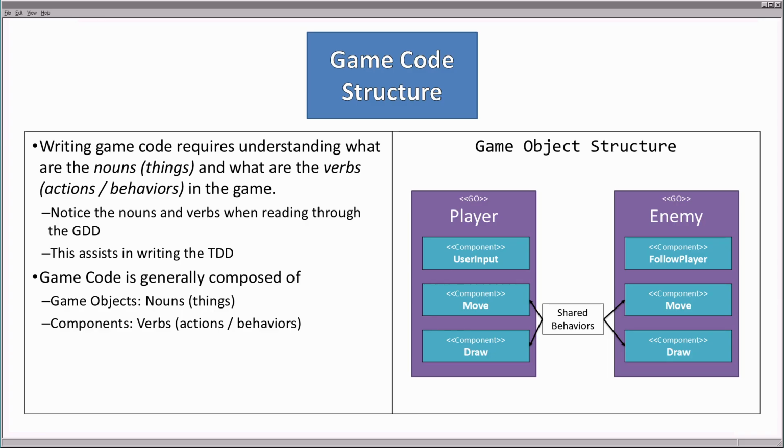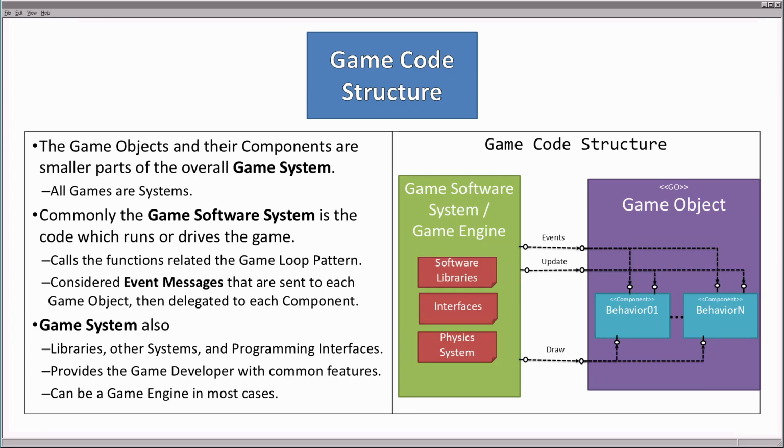We always keep in mind that communication is fundamental to all parts of this, and as programmers, we are learning to speak to the machines using programming languages. By identifying the nouns and the verbs, we may speak more clearly to the machines in the same way we speak to people. The game objects and their components are smaller parts of the overall game system.